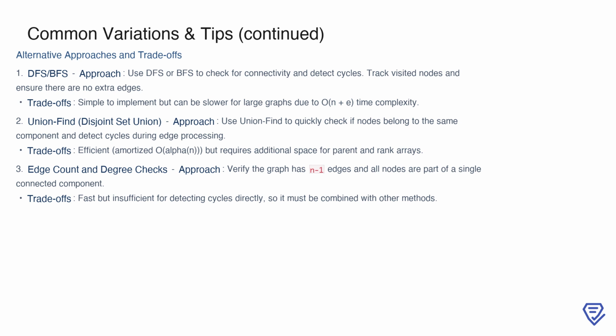Alternatively, you can use edge count and degree checks to quickly verify if the graph has n-1 edges and is connected, but this method alone won't detect cycles, so it needs to be combined with another technique. Each method has its strengths and weaknesses, so the best choice often depends on the problem's constraints and requirements.